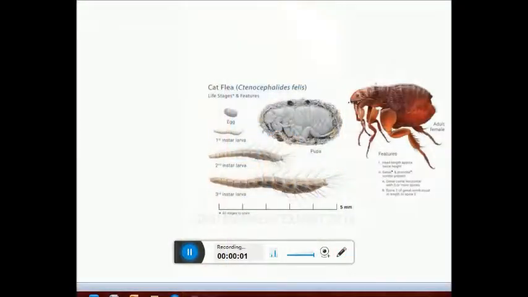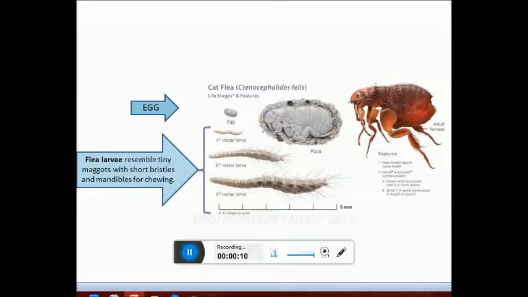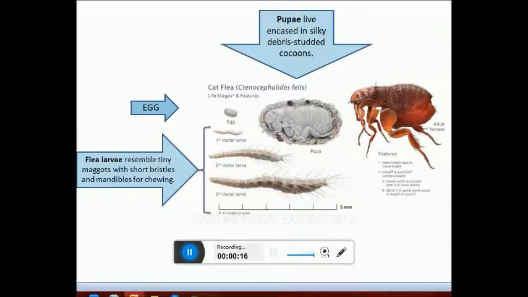There are 4 life stages of cat fleas. First is the egg, second is the flea larva that resembles a tiny maggot with sharp bristles and mandibles for chewing, third is the pupa that lives encased in a silky, debris-studded cocoon, and the fourth is the adult, which is either female or male. But this picture shows an adult female.